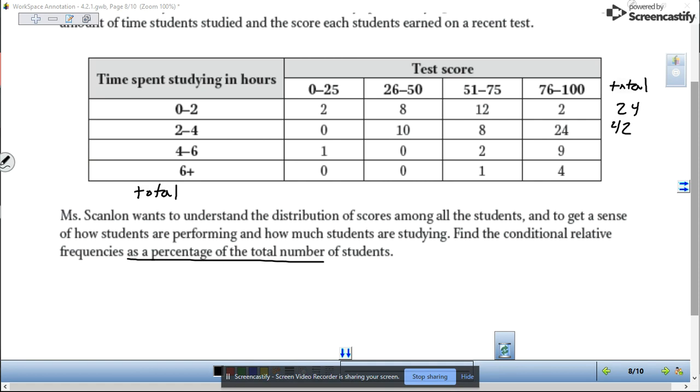For the next one, that's 12 for the 4 to 6 hours, and then 6 plus, only 5 kids did that, because seriously, who studies more than that? Made a 0 to 25, we had 3 kids make that. 18 made between a 26 and a 50. We had 23 there, and then we had quite a few kids make A's. We had 15 plus 24, which is 39.